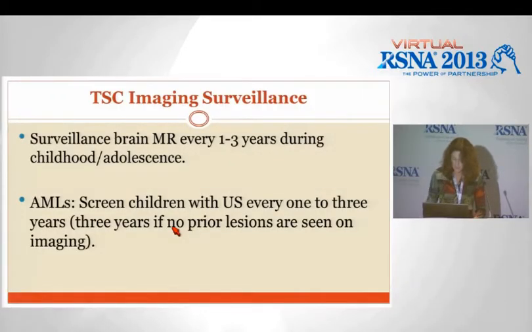So in tuberous sclerosis, surveillance brain MRI is performed every 1 to 3 years during childhood and adolescence, and angiomyolipomas are screened with ultrasound in children every 1 to 3 years, 3 years if there are no prior lesions seen on imaging. And isolated tubers can be resected if they are identified as a seizure focus among many tubers.